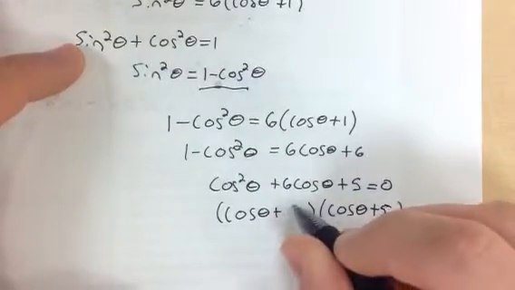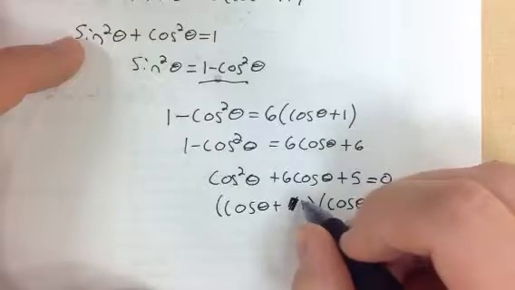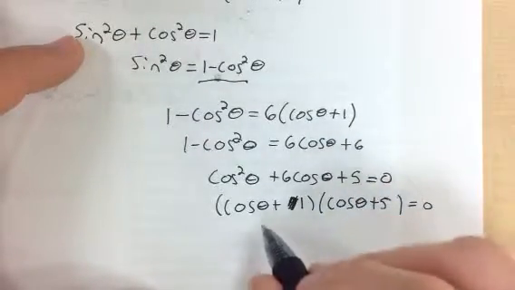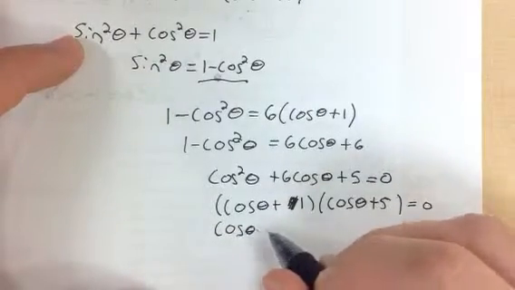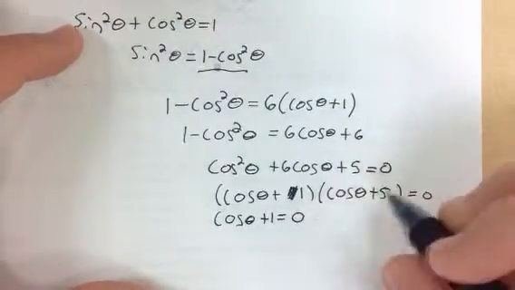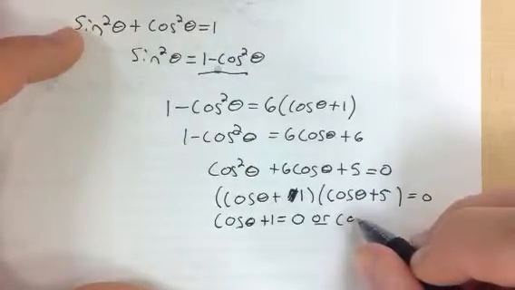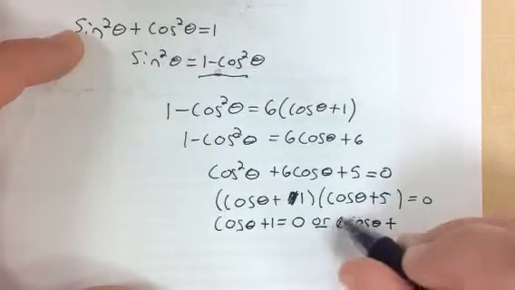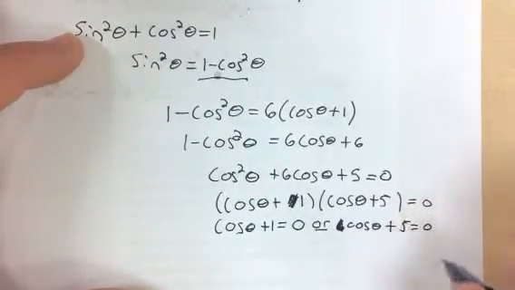You can just guess and check on these. Oh, my bad. 5 and 1. And so you're going to set these factors equal to 0 as well to find solutions. Cosine theta plus 5 equals 0.